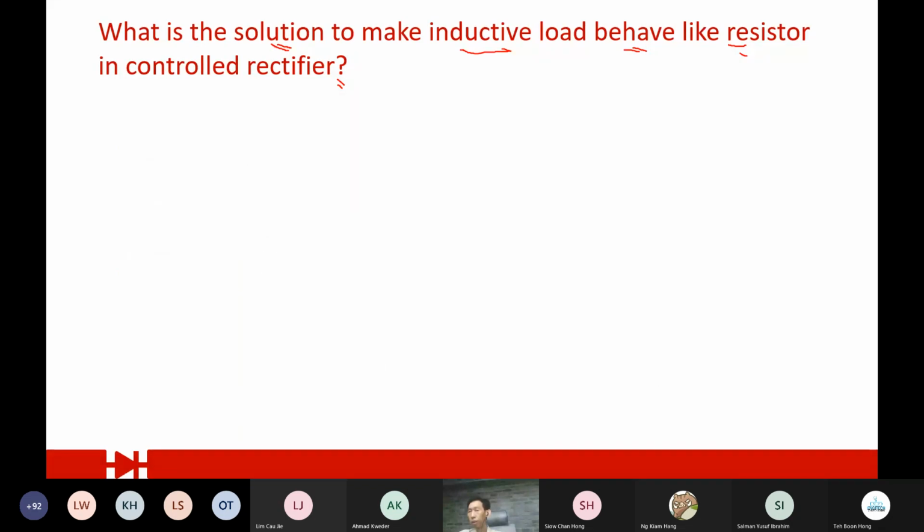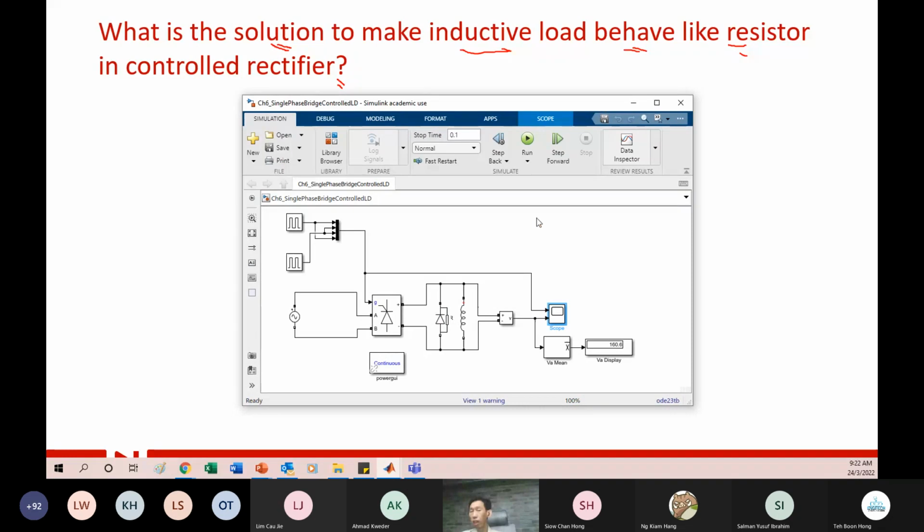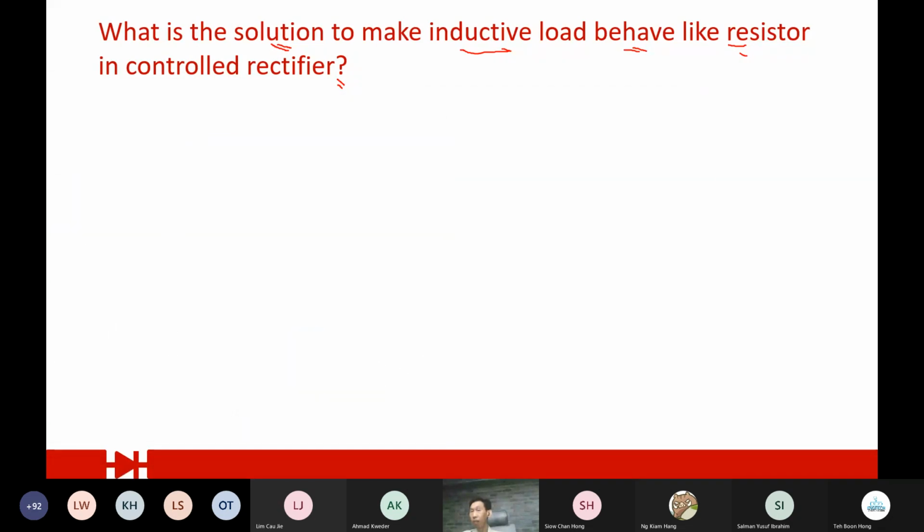Cool. Okay, but this one, the flywheel diode, is to solve this issue. It is not just applicable to a magnetic crane. It applies to any inductive load.